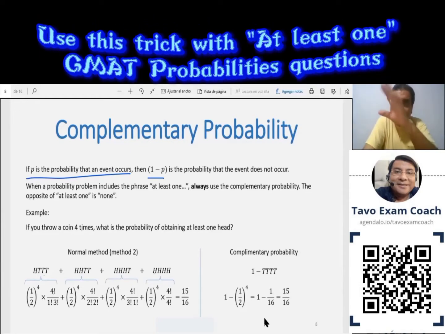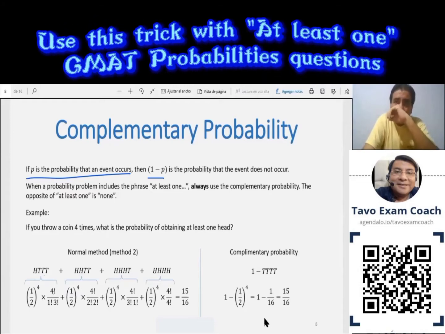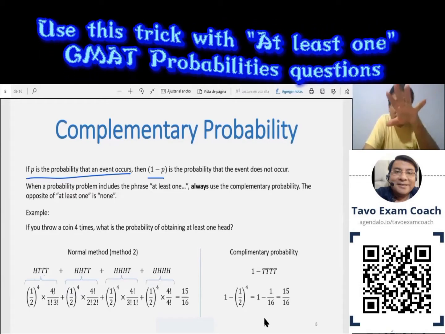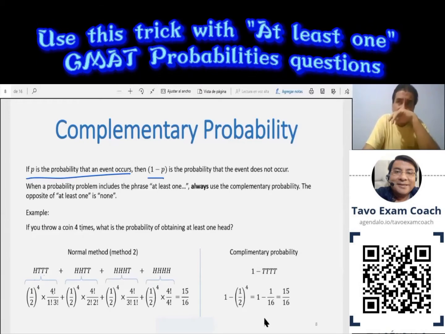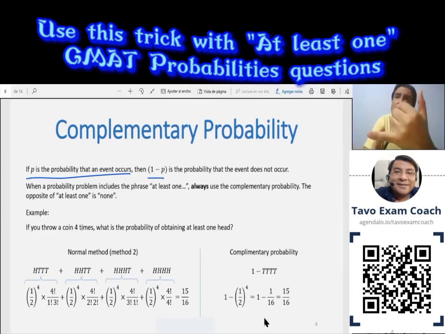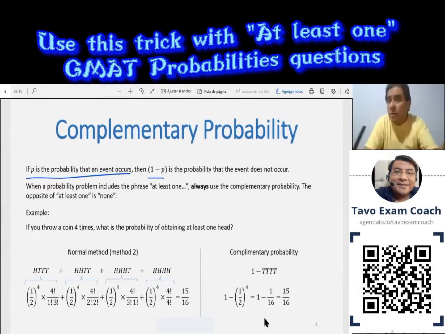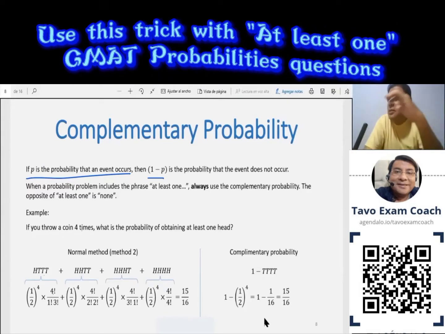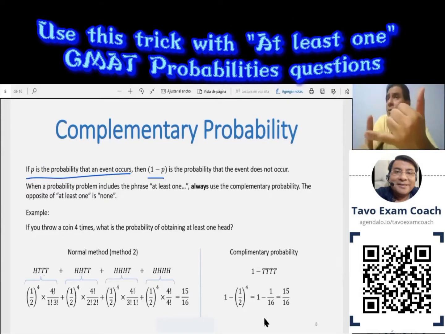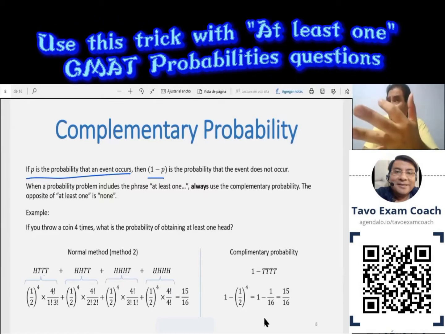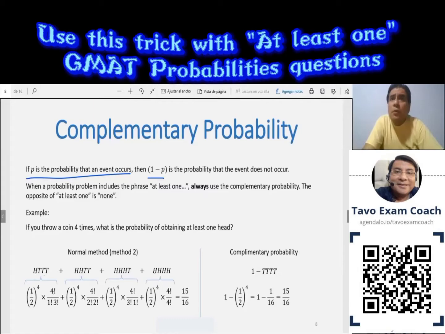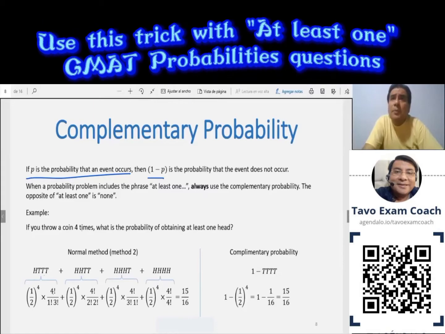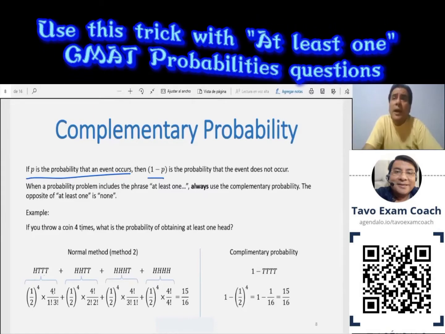So why is this relevant? There's a special kind of probability problem in the GMAT that includes the phrase "at least one." At least one means 1, 2, 3, or more. And if there are many possibilities, you would have to calculate the probability for each of the cases. Let's see an example here. If you throw a coin 4 times, what's the probability of obtaining at least one head?